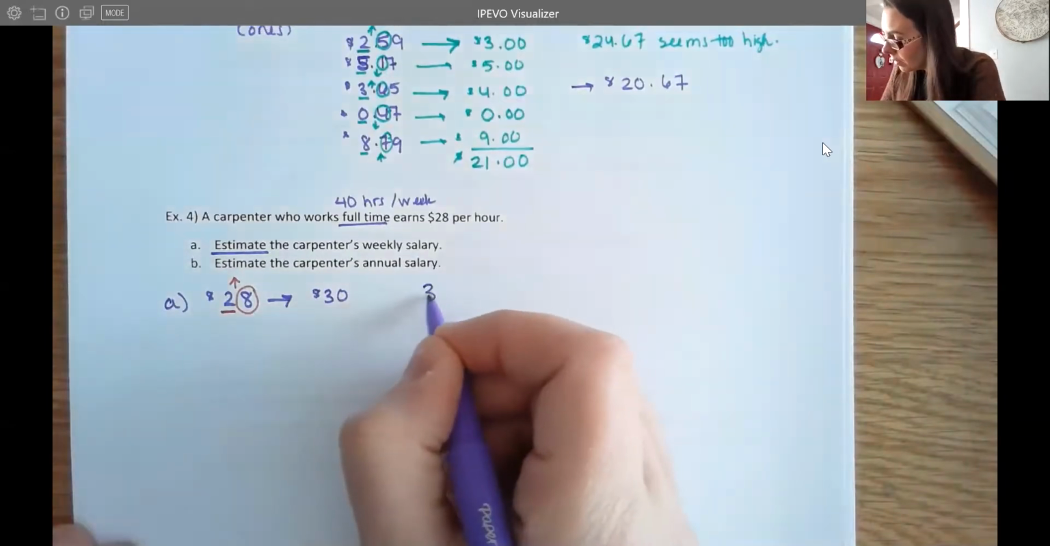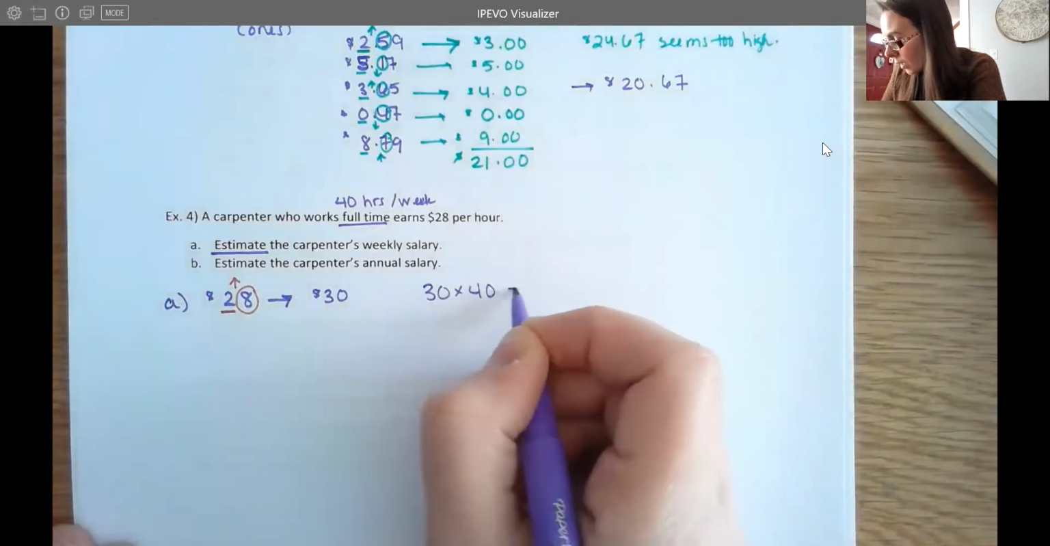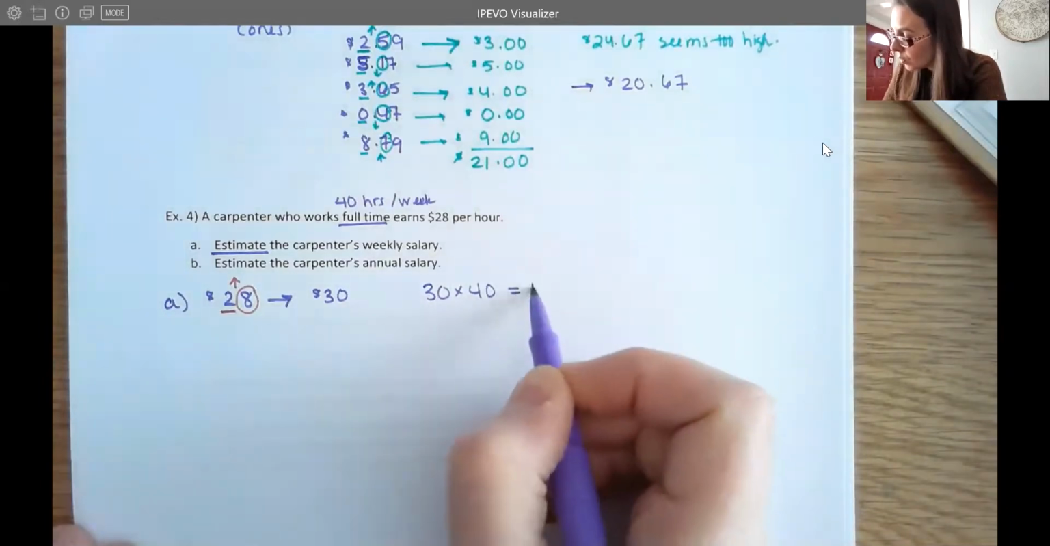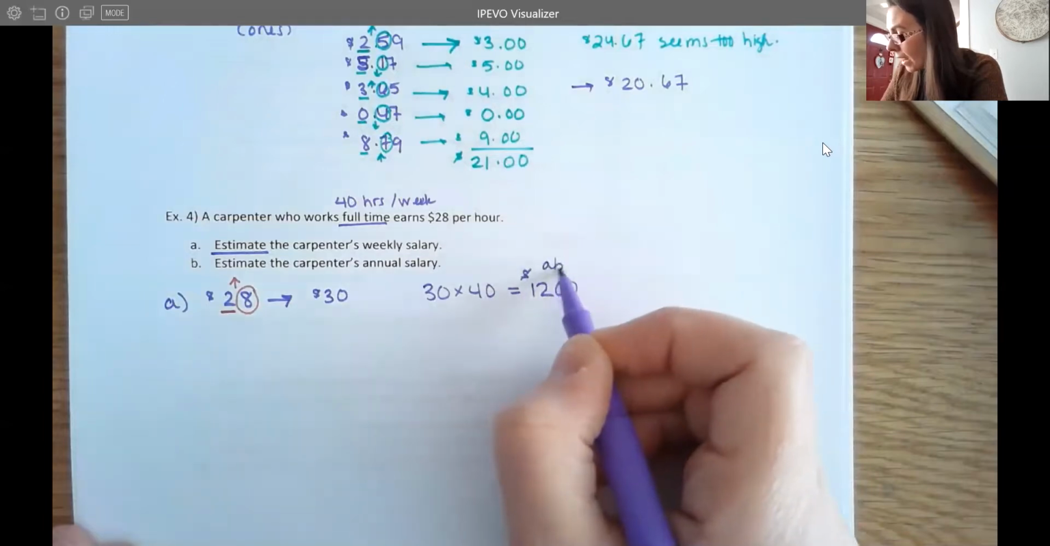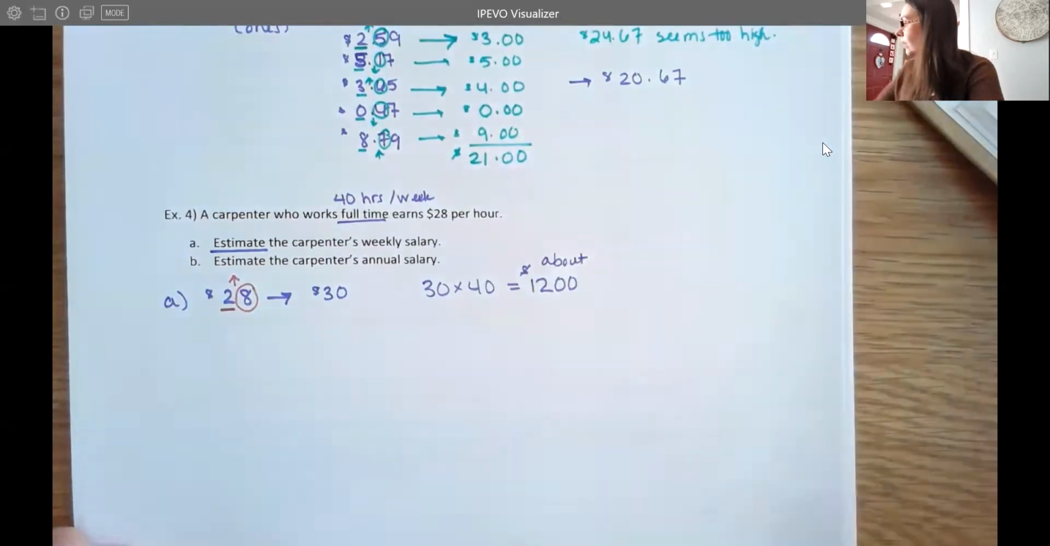And then 30 times 40 hours per week. Well, 3 times 4 is 12, and then I have the 2 zeros. So he makes about $1,200 per week.